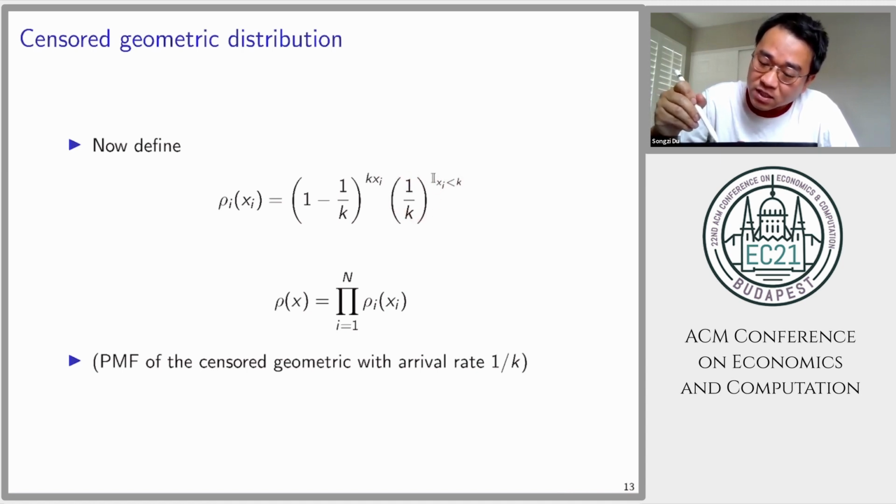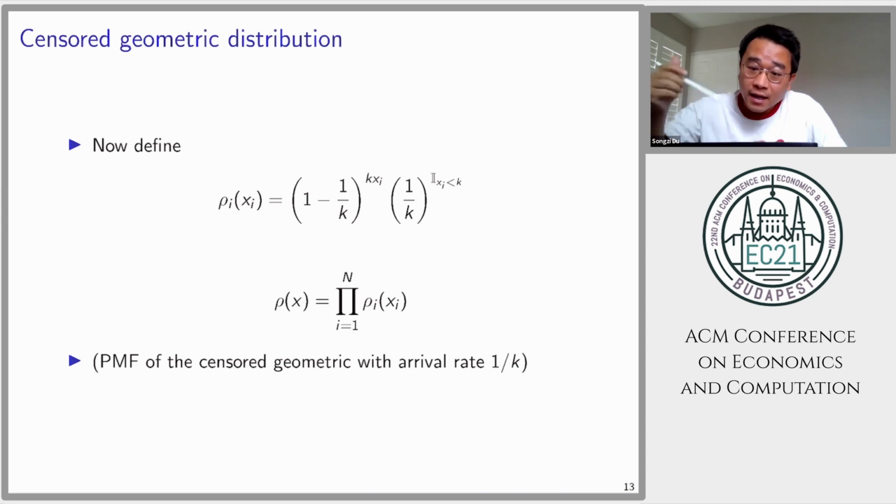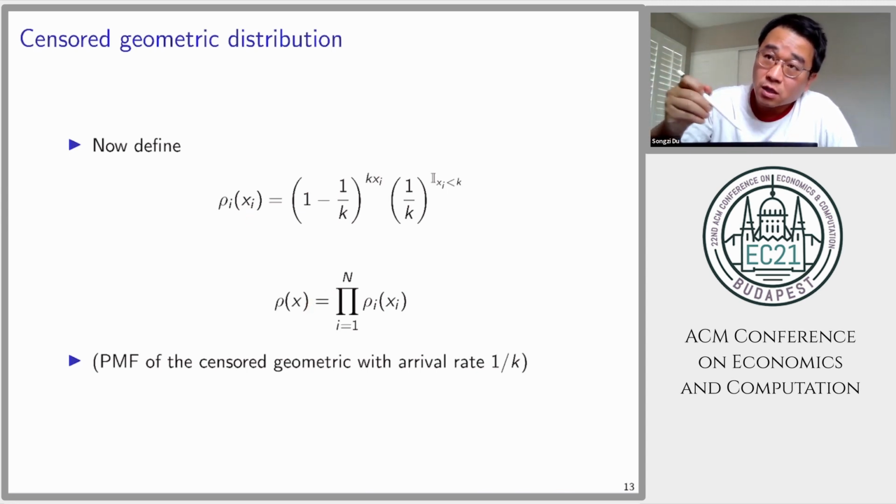So that's why we have this factor 1 over k for every signal realization except the highest realization, because we have that mass which exactly cancels out this factor 1 over k. Okay, so let us suppose the signals are independent across the bidders. So we have a censored geometric distribution for every individual bidder, and then we just multiply them together to get the probability mass function for a signal profile x.